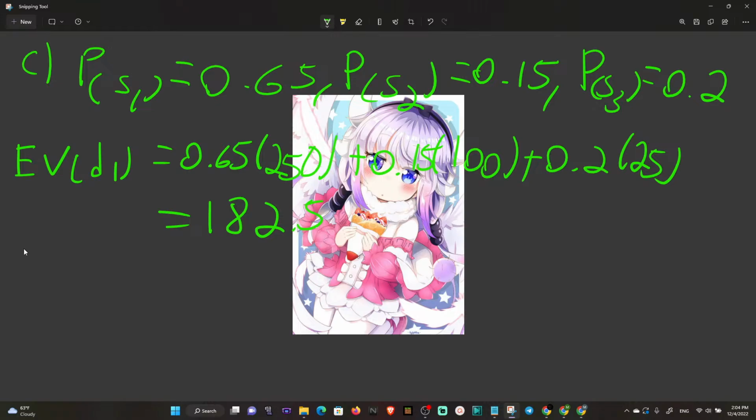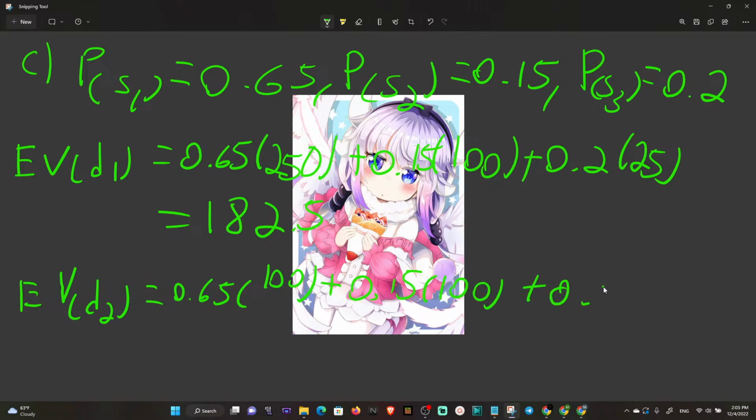182.5. Then expected value of D2 is equal to 0.65 multiplied by 100 plus 0.15 multiplied by 100 plus 0.2 multiplied by 75. Good? Then we'll put this in a calculator and we will get 95.0. Therefore, the optimal approach is D1. D1 is optimal.